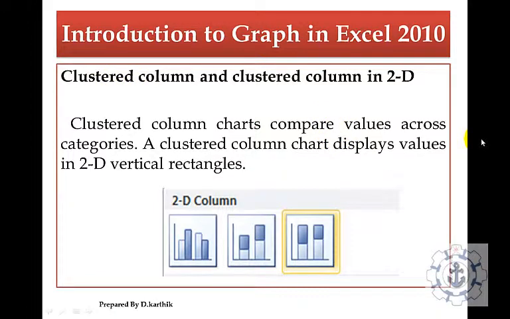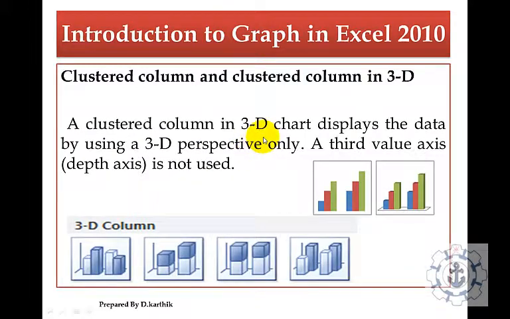In clustered column in 2D, a clustered column chart compares values across categories. A clustered column chart displays the values in 2D vertical, but in case of clustered column chart 3D, it uses a three-dimensional perspective. A clustered column chart in 3D displays the data by using a 3D perspective only. The third value axis is depth.